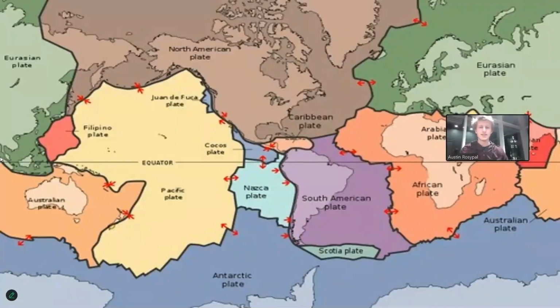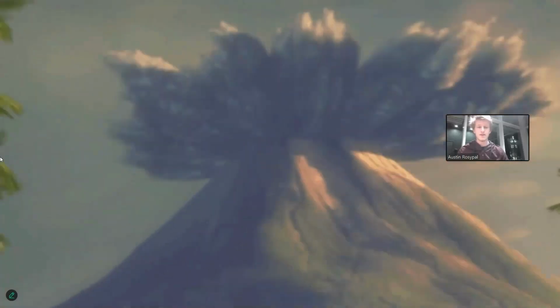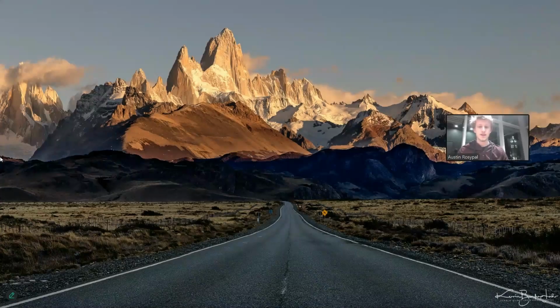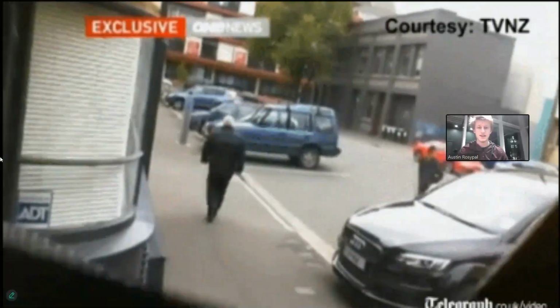The answer lies in titanic subterranean slabs of rocks called tectonic plates. The theory of plate tectonics accounts for volcanic activity, the formation of mountain ranges, and the cause of earthquakes. We'll get to these specifics later, but first, let's talk about what plate tectonics even are.